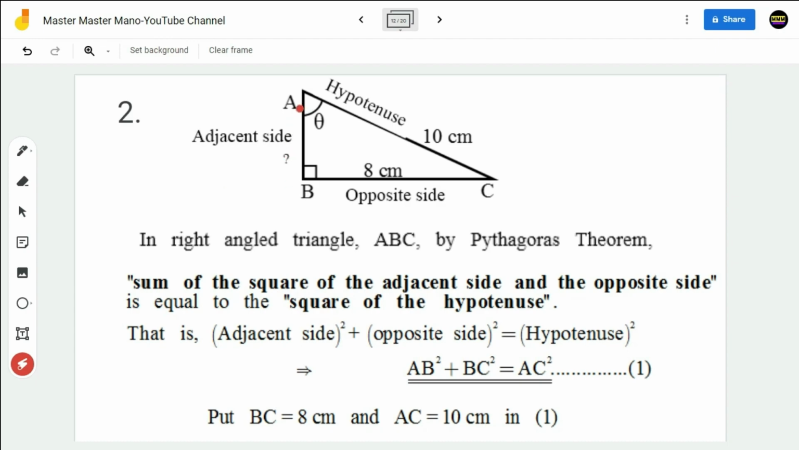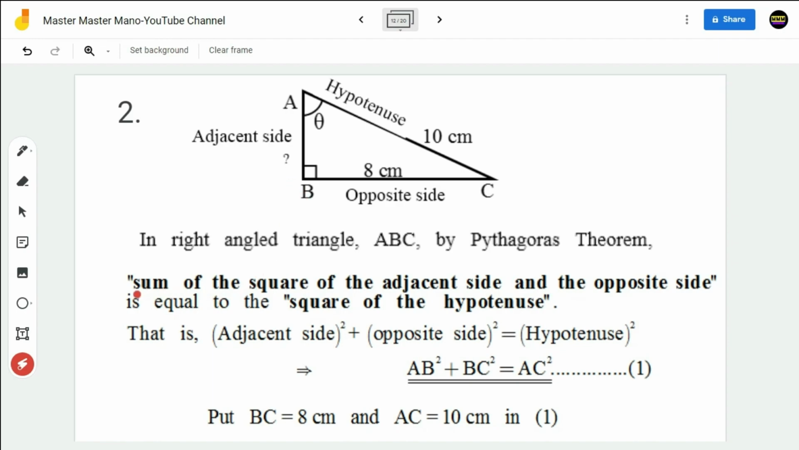In the given right-angled triangle ABC, the side opposite to theta is the opposite side, that is BC is the opposite side. The side opposite to 90 degrees is the hypotenuse, that is the side AC is the hypotenuse, and the third side, after naming the opposite side and the hypotenuse, is the adjacent side, that is the side AB is the adjacent side. The length of this adjacent side AB is not given. We are going to find the length of the adjacent side by Pythagoras theorem.